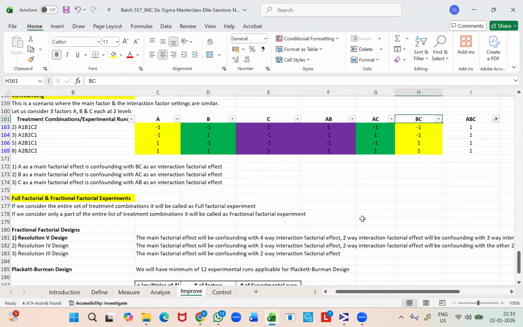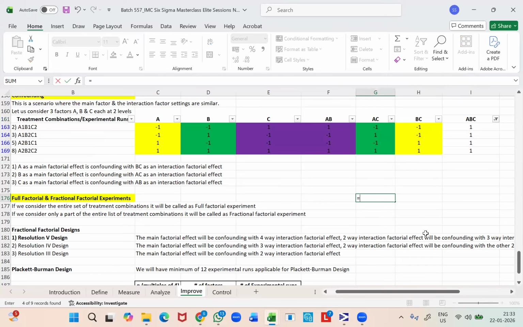The same way, when we have too many experimental factors considered for the experiment, it will be practically impossible for us to conduct a full factorial experiment. Say, for example, you have something like 8 experimental factors, each at 2 levels, right? So how many treatment combinations will we have for this scenario? It will be 2 to the power of 8. It will be 256 treatment combinations.